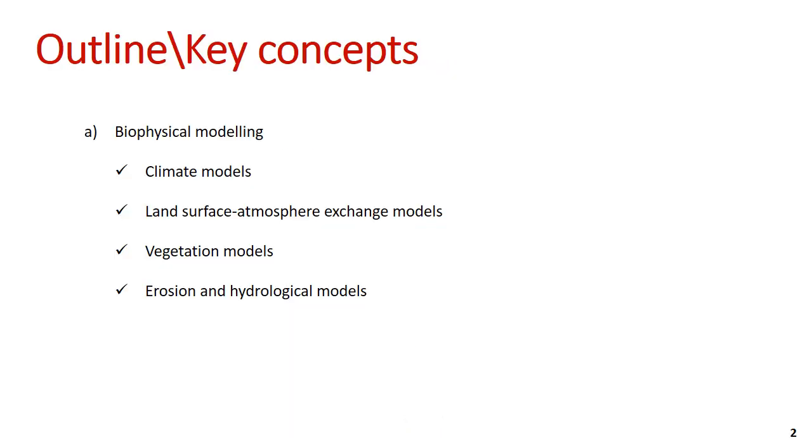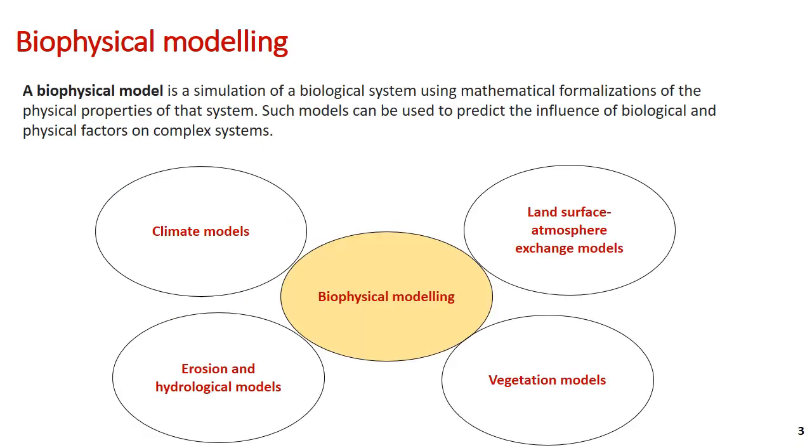The outline of today's lecture: we're going to start with biophysical modeling, and then go through different types of biophysical modeling, specifically climate models, land surface atmosphere exchange models, vegetation models, and finally erosion and hydrological models. So without further delay, if we go back to the definition of desertification, we see that desertification is a land degradation that is caused by climate changes and human activities. And the human activities are basically in the environmental aspect, socioeconomics, and political aspects.